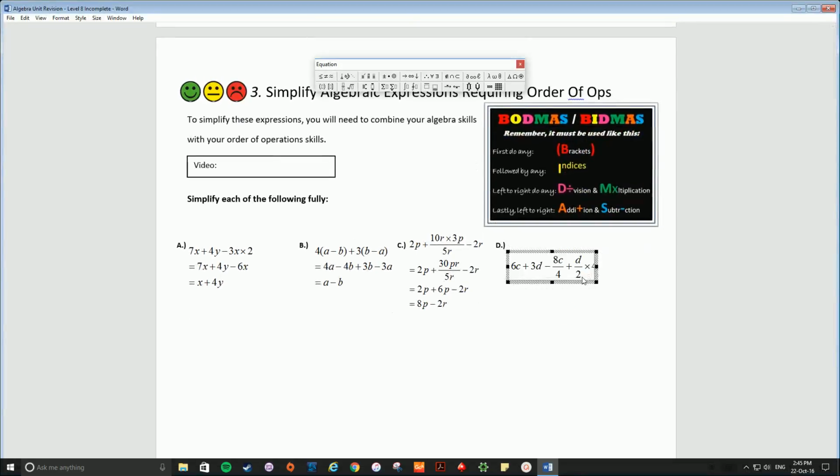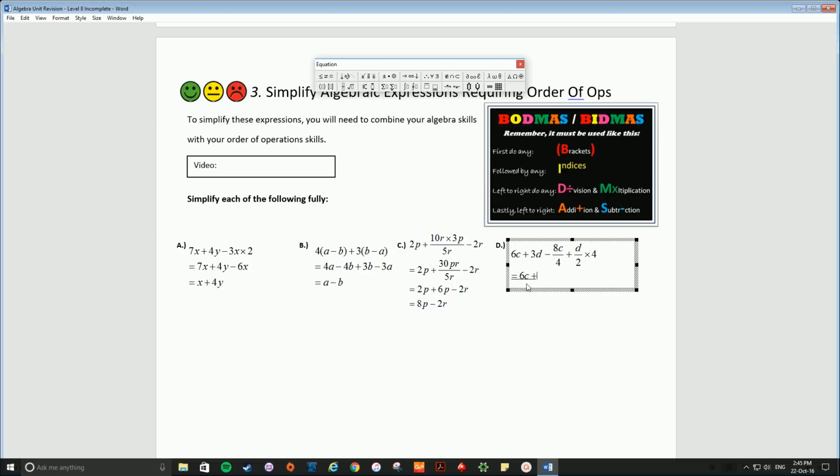All right, final one. This one's a little more complex, I guess. You've got 6c plus 3d minus 8c over 4 plus 2 over d over 2 times 4. Okay. Addition, subtraction, division, addition, division, multiplication. I'm going to go across left to right. What do I get first? I hit this division. I'm going to do that first. So everything else comes down.